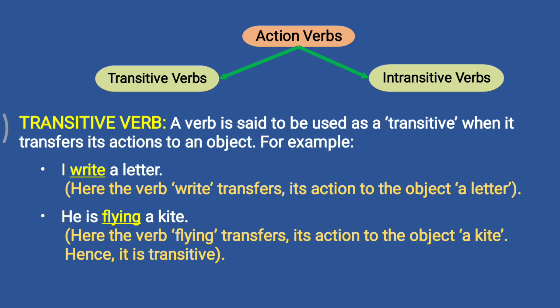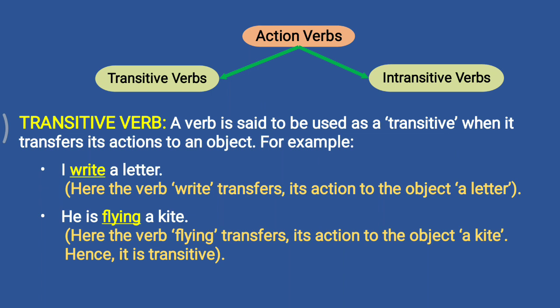Next, action verbs. Action verbs can be classified into two parts: transitive verbs and intransitive verbs. Let's discuss the transitive verb. A verb is said to be used as a transitive when it transfers its action to an object. For example, I write a letter. Here the verb write transfers its action to the object a letter.